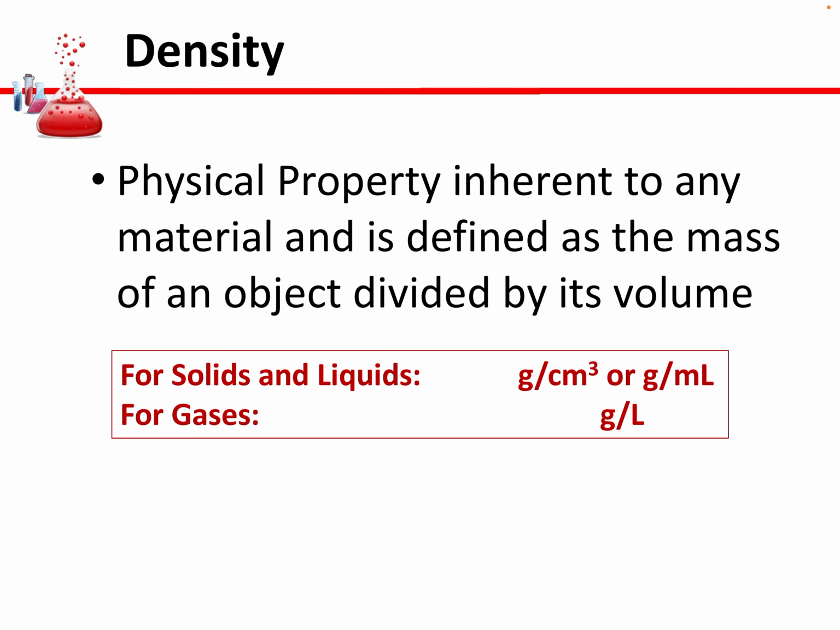So density is mass over volume, right? If you have a mass but it's distributed over a large volume, the density is going to be a lot less. But if you have a large mass and a very small volume, that's going to be a really heavy, dense object. So we'll do some calculations around density as well.